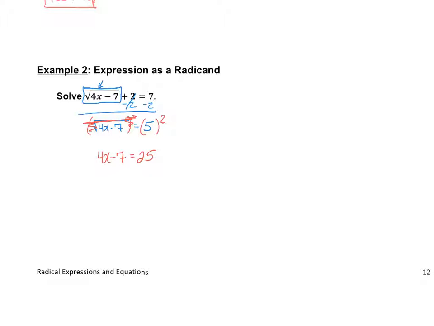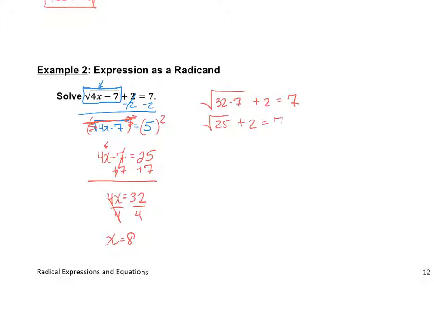And then to isolate x, like a regular two-step equation, x is right here. Oops, that looks like a plus now, so I'm going to get rid of that. So I would add 7 to both sides, and 4x equals 32. Divide both sides by 4, and x equals 8. So again, we can plug that into the original equation, which was the square root of 4 times 8 is 32, minus 7, plus 2 equals 7. So the square root of 32 minus 7 is the square root of 25, which is 5, plus 2 equals 7. So we know we have that correct.